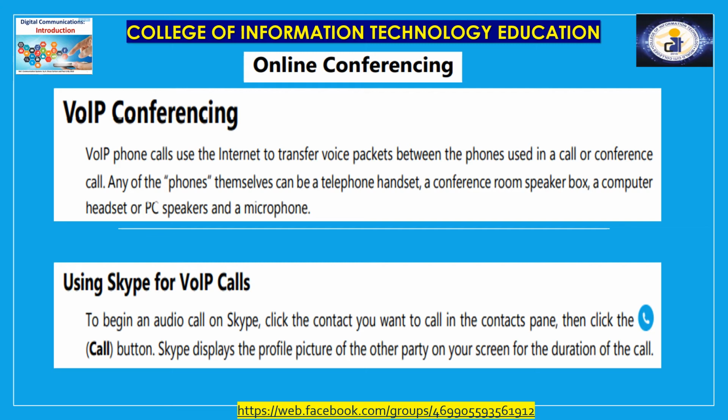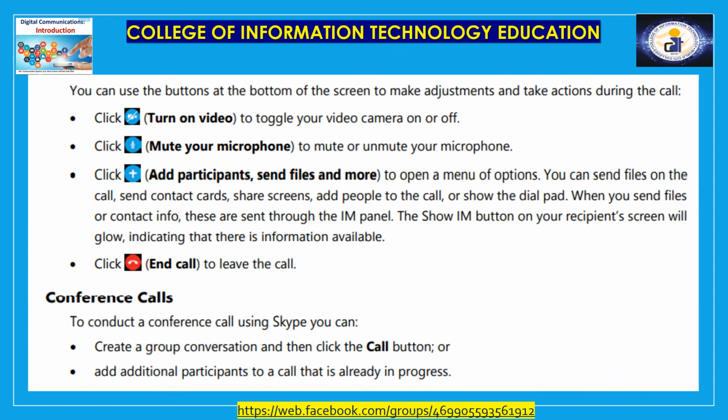In using Skype for VoIP calls, to begin an audio call on Skype, click the contact you want to call in the contact pane, then click the call button. Skype displays the profile picture of the other party on your screen for the duration of the call. You can use buttons at the bottom of the screen to make adjustments and take actions during the call. You can click turn on video, mute your microphone, add participants, send files, and more.